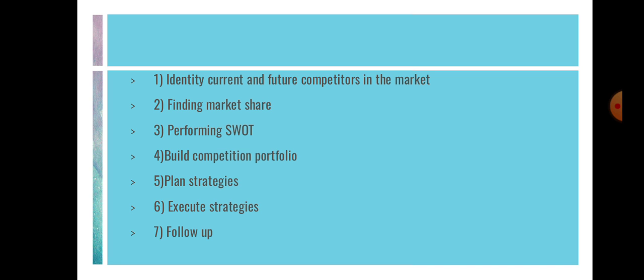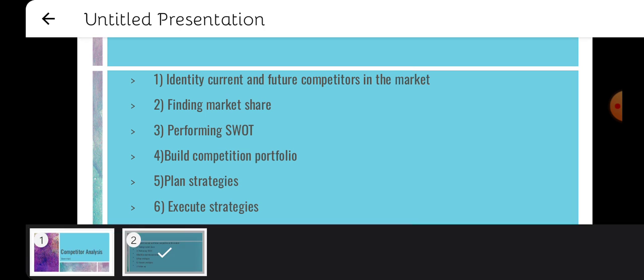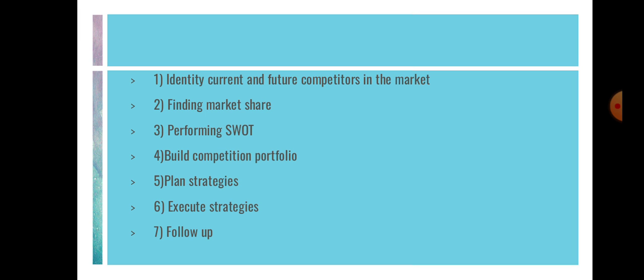Next step is execute strategies. In this step, implementation of the strategies is started, and this step is very important because many strategies fail during the implementation stage. So you should also have a contingency plan, or plan B, in case any competitor has a very strong reaction against you, so you can start the contingency plan side by side.